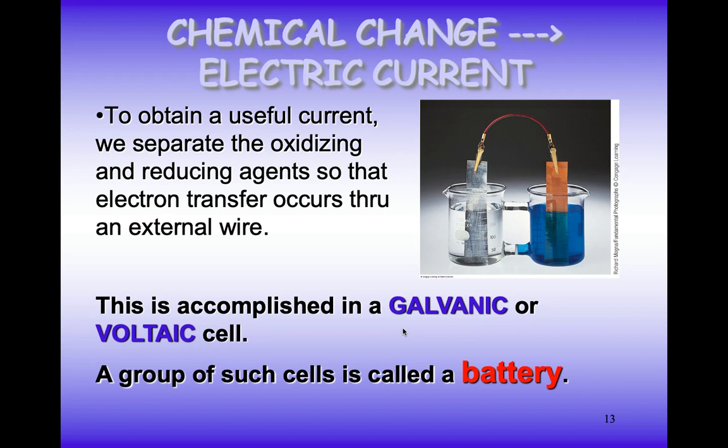But remember what we're doing here in electrochemistry. We are using a chemical reaction to produce a current, that flow of electrons. What we're able to do, as you can see on the right-hand side of this slide, is separate the two halves of a redox reaction, one being the reduction and one being the oxidation, and allow the electrons to flow through an external wire. This is called a galvanic cell, after Luigi Galvani, or a voltaic cell after Alessandro Volta, who both were developing these types of cells in the 1800s. And a group of these cells is called a battery.